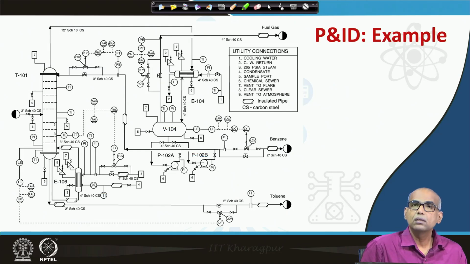This is an example of a piping and instrumentation diagram only for the distillation column part. You are already familiar with this. This was the production of benzene from toluene and hydrogen that we have discussed in our previous lecture. So, this is the part where the effluent from the reactor comes and goes to the distillation column for separation of benzene and toluene.